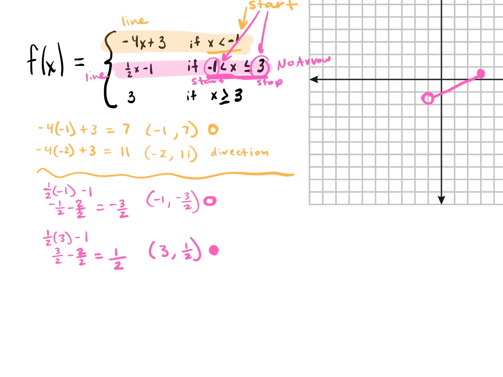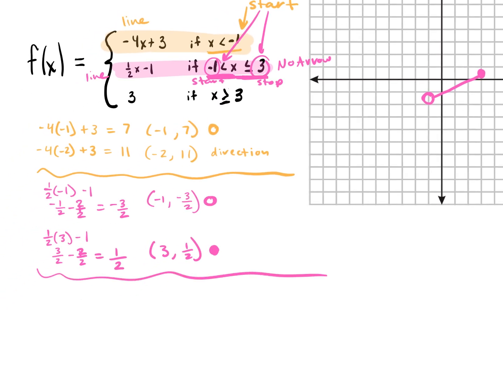Any questions with the middle part? All right, let's move on. Because it has a starting number and a stopping number. So that's where our line starts and stops. It doesn't keep going forever, so no arrow.